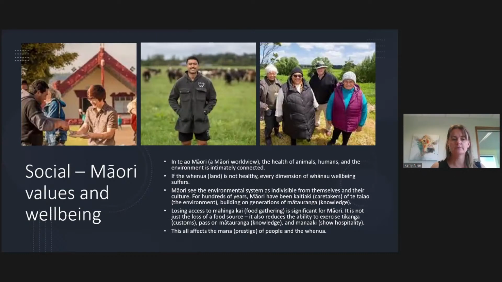Now, Maori have particular values and well-being, and they are connected to the land. They have a Maori worldview, Te Ao Maori, and they use the whenua in a very different way. They believe they are fully connected to that land, to the taiao, which is the environment, and they pass on their matauranga Maori, their knowledge about the land. They think of themselves as practicing kaitiakitanga, which is caring, or kaitiaki, the guardians, caretakers of that land.